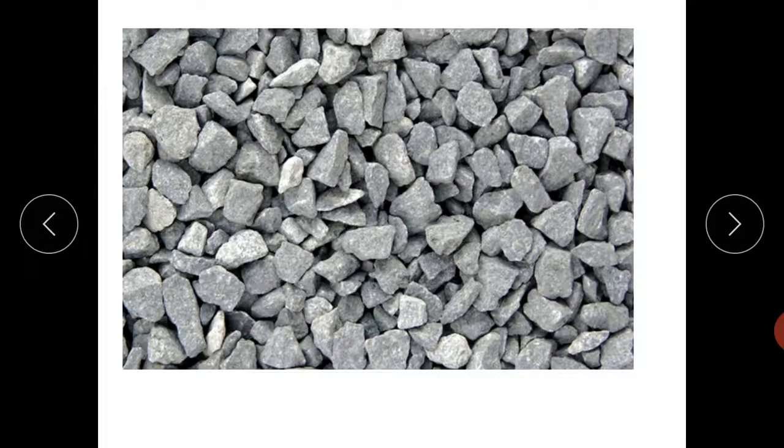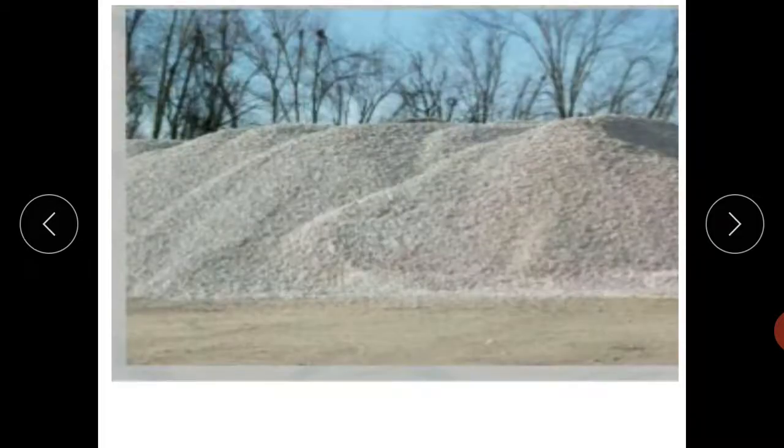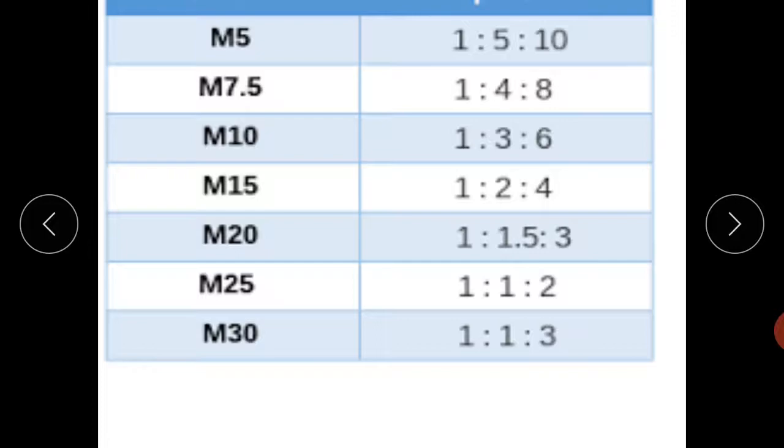Coarse aggregate is the aggregate which has size greater than 4.75 mm up to 35 to 40 mm. And fine aggregate is the aggregate which has size less than 4.75 mm. Depending upon the compressive strength requirement of the concrete, the grades of concrete are based. For example, M5 grade corresponds to the proportion 1 is to 5 is to 10, so one part of cement, 5 parts of fine aggregate and 10 parts of coarse aggregate.